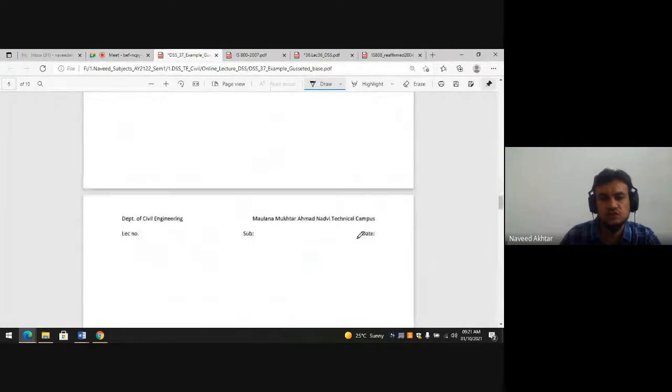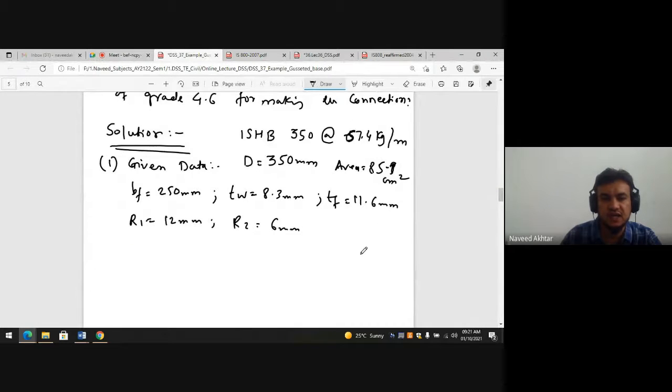Okay, तो given data हम लोगों ने ISHB 350 at 67.4 kg per meter, इसके properties लिखी है हम लोग. Now what is given? Grade of concrete is given, M20 grade of concrete. It means fck is equal to 20 Newton per mm square.